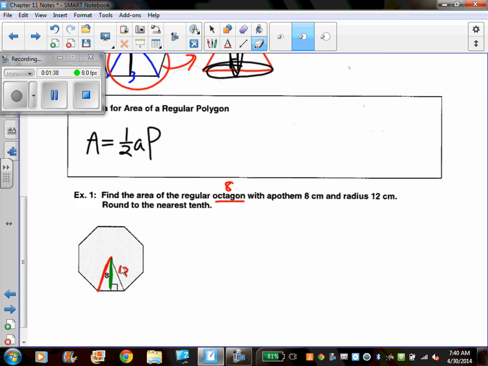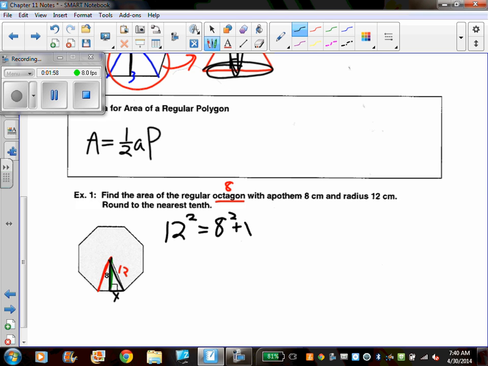Now, if we just look at the original triangle that they gave us, we know that we have 12 as the hypotenuse, 8 is one of the legs, and we're missing this part, which is half of that base length. But we can use Pythagorean theorem to figure it out. We know that 12 squared equals 8 squared plus x squared. 12 squared is 144, and 8 squared is 64 plus x squared.